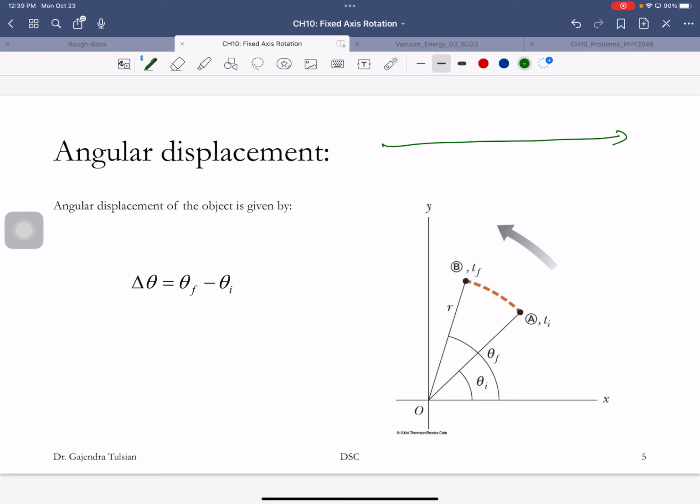This is just like in one dimension. Here's the initial position, here's the final position, okay? And this is the displacement. Delta x is x final minus x initial, okay? So the parallel of that is angular displacement, okay?